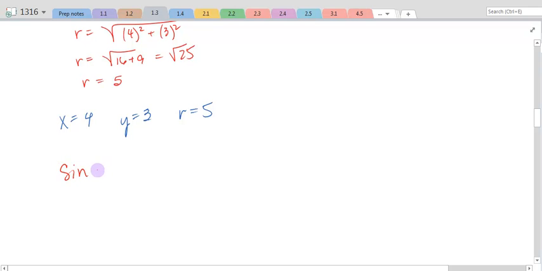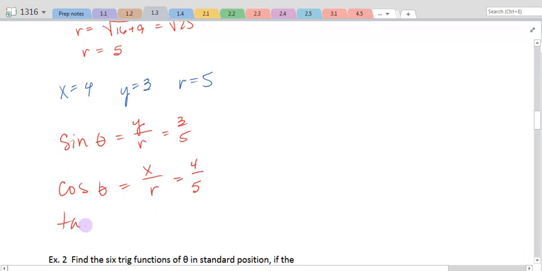The sine of theta is y over r, and therefore it's 3/5. So each time I'm just creating a fraction or a ratio. The cosine of theta is given by x over r, and therefore it would be 4/5. And the tangent of theta is y over x, which would be 3/4.